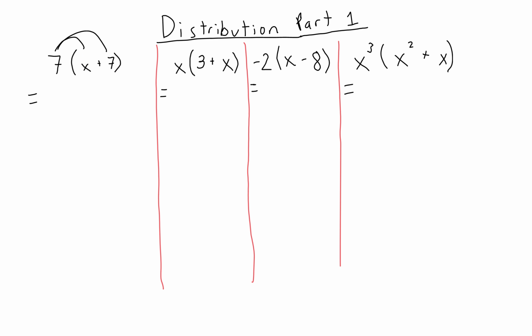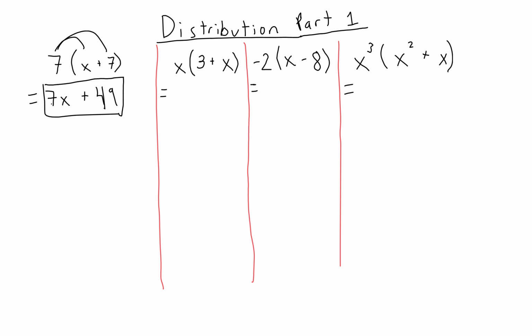So 7 times x is 7x. And then 7 times positive 7 is positive 49. Okay. So we just distributed 7 with the quantity x plus 7.